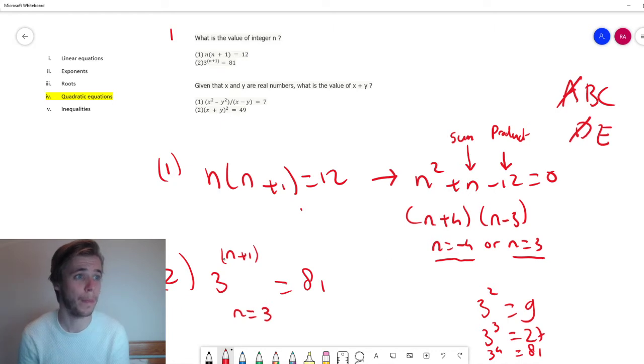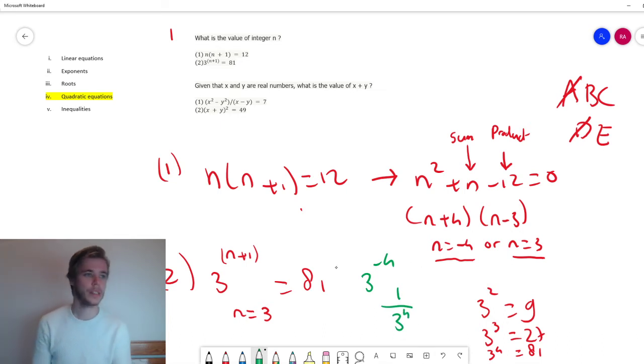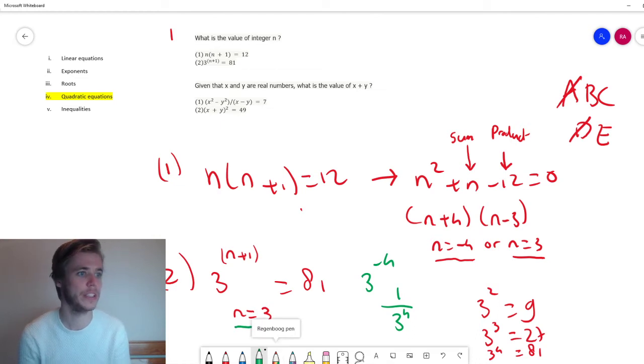Be careful, minus 4 is not a solution here, because what is 3 to the power of minus 4? Hopefully you remember, it is 1 over 3 to the power of 4. So here we have only one solution, which is n is 3. So the second statement is sufficient. So the answer is B.